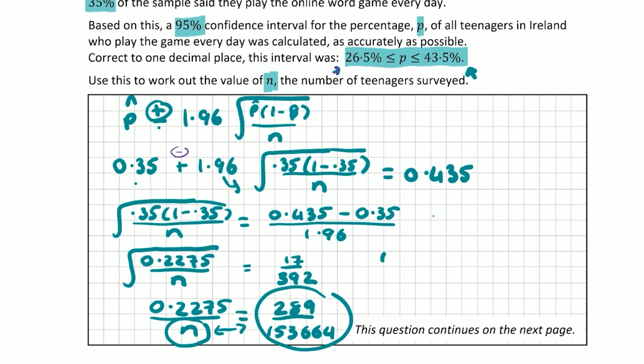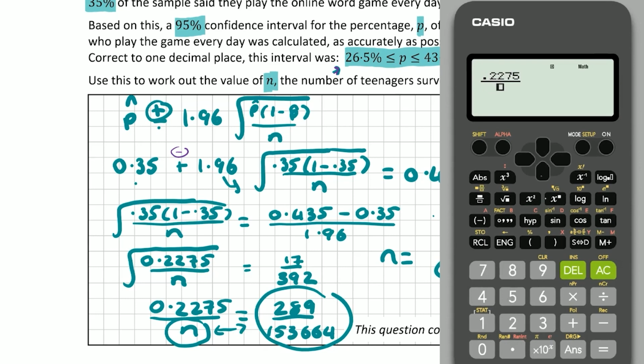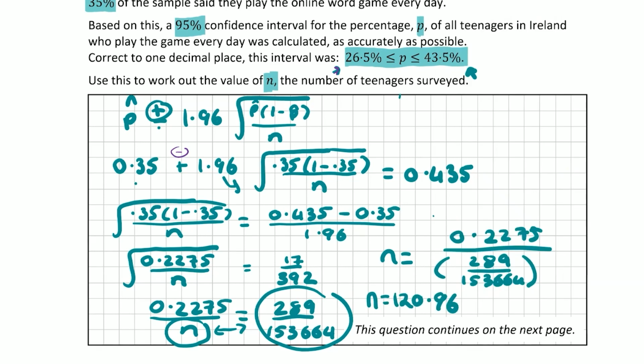So I'm going to be left with n equal to 0.2275 divided by 289 all over 153664, and see what we get there. You see here that we get an answer of n equal to 120.96. So then the value of n has to be a whole number, of course, because it is people. So n is equal to 121 people. That's our final answer. And for this answer, you're going to get a total of 10 marks.